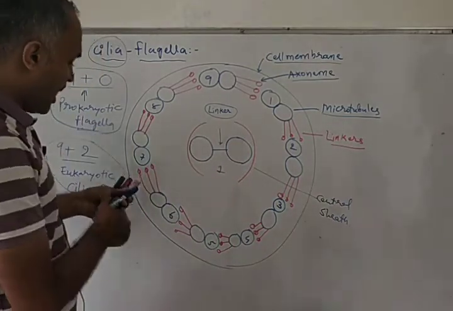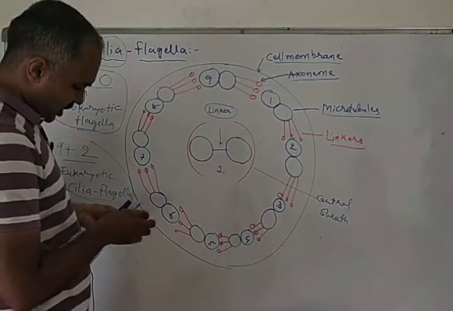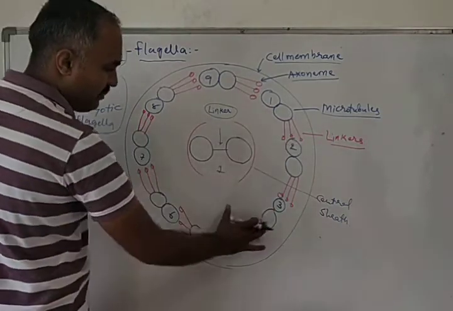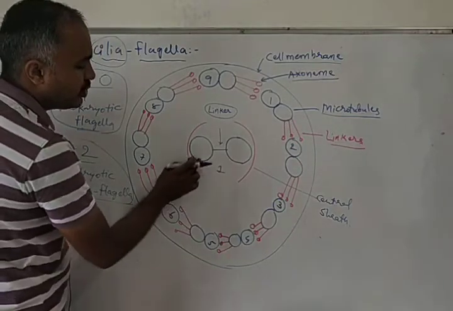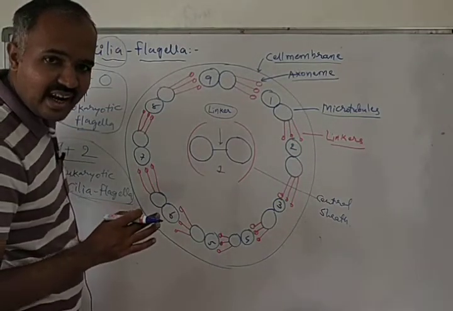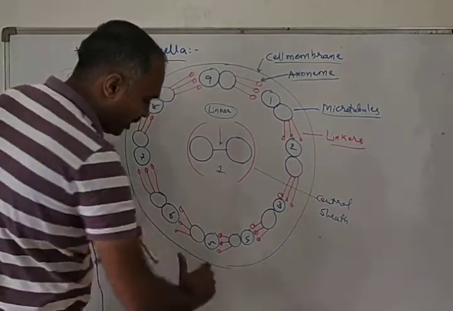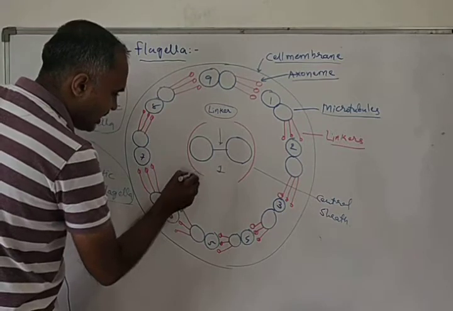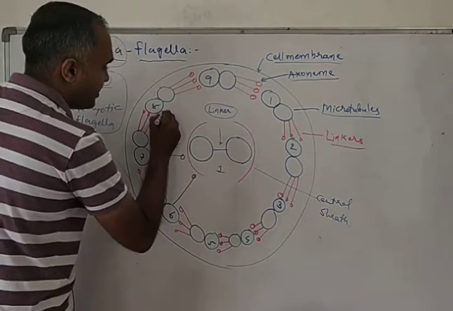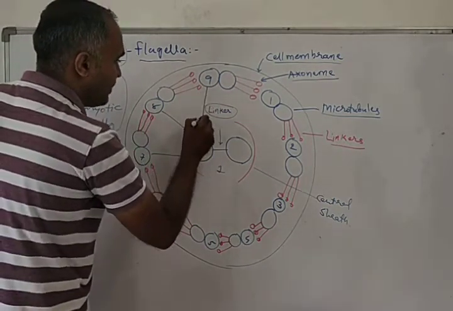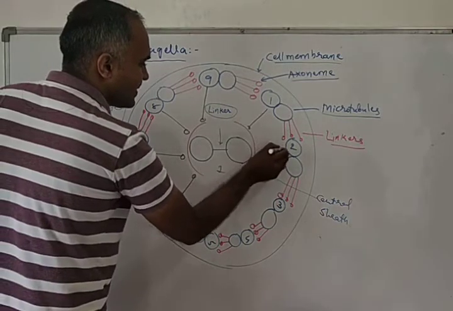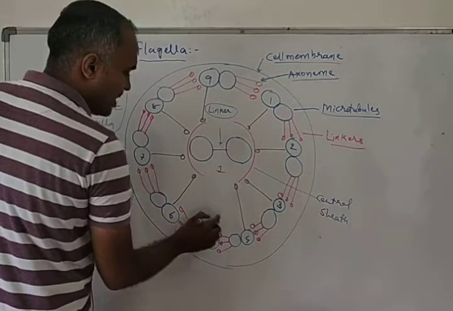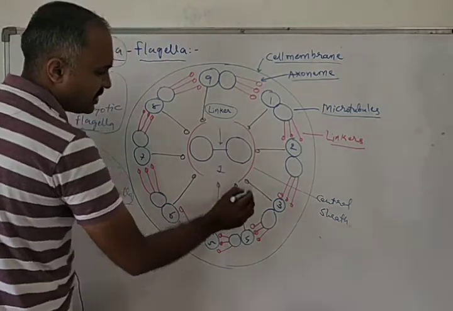Now let's talk about another structure which is known as the radial spoke. See, these peripheral doublets are attached to the central pair. Peripheral doublets are attached to the central pair via what? Via radial spoke. This structure that I am drawing is known as the radial spoke.